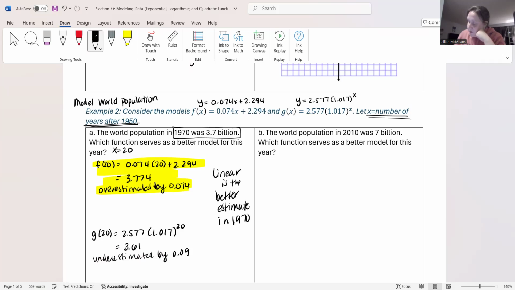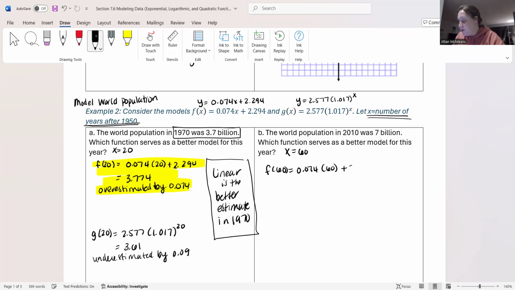In 1970. Okay, now for part B, it says the world population in 2010 was 7 billion. Okay, which function serves as a better model for this year? Well, in 2010, that would be 60 years since 1950, so we would let x equal 60. So we would get f of 60 equals 0.074 times 60 plus 2.294. And then we would get g of 60 equals 2.577 times 1.017 to the 60th power.